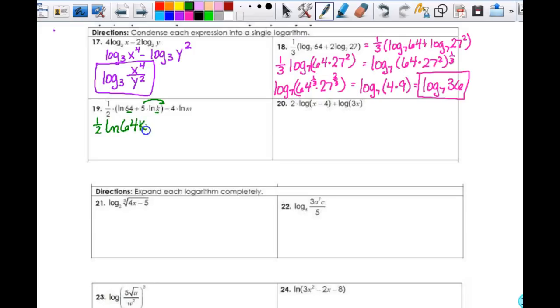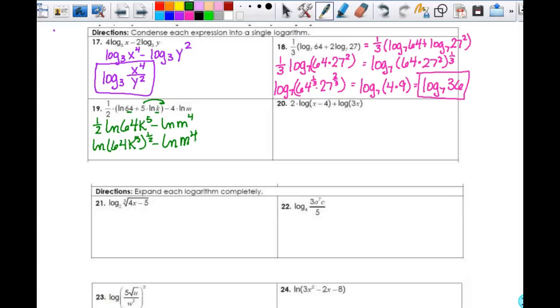64 times k to the 5th minus 4, oh, well, I'll go ahead and make that exponent too, minus the natural log of m to the 4th. So then this 1/2 is going to become an exponent over here, so natural log of 64 times k to the 5th to the 1/2 power minus the natural log of m to the 4th.